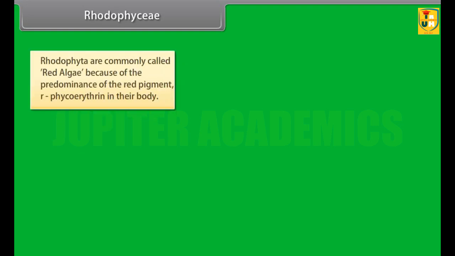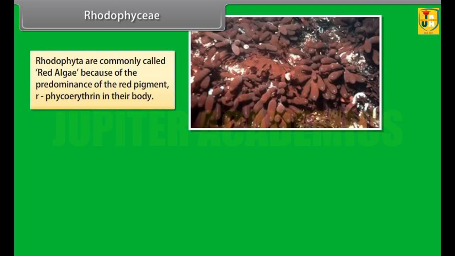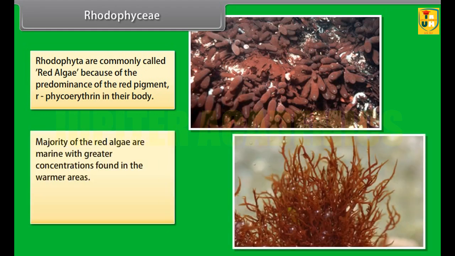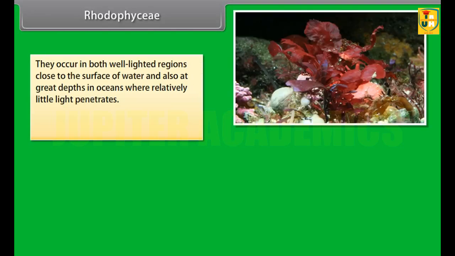Rhodophyceae. Rhodophyta are commonly called red algae because of the predominance of the red pigment, R-phycoerythrin, in their body. The majority of red algae are marine, with greater concentrations found in the warmer areas. Some of them have complex body organization. They occur in both well-lighted regions close to the surface of water and also at great depths in oceans where relatively little light penetrates. The red thalli of most of the red algae are multicellular.